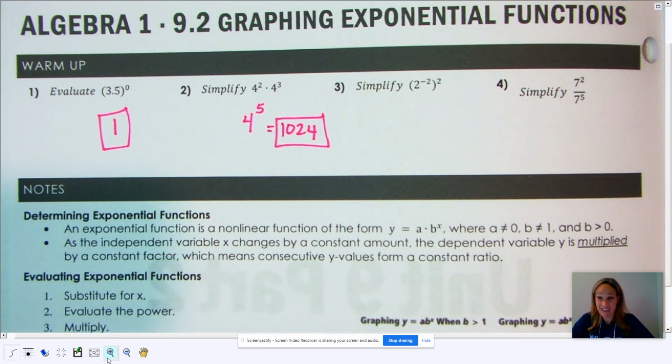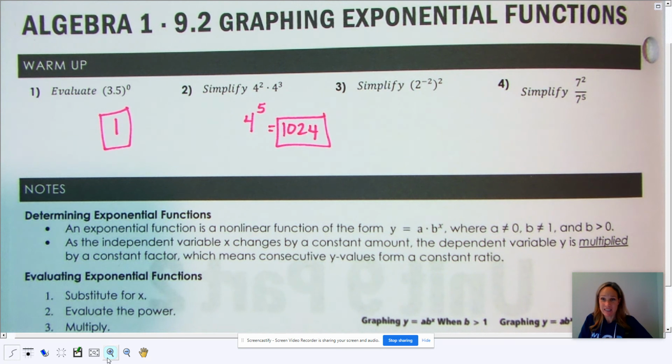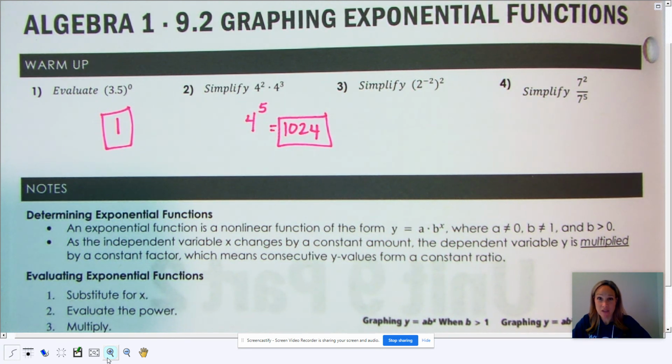I had to memorize all those when I was in high school. So back in the olden days, we had calculators, but our teachers made us memorize everything.